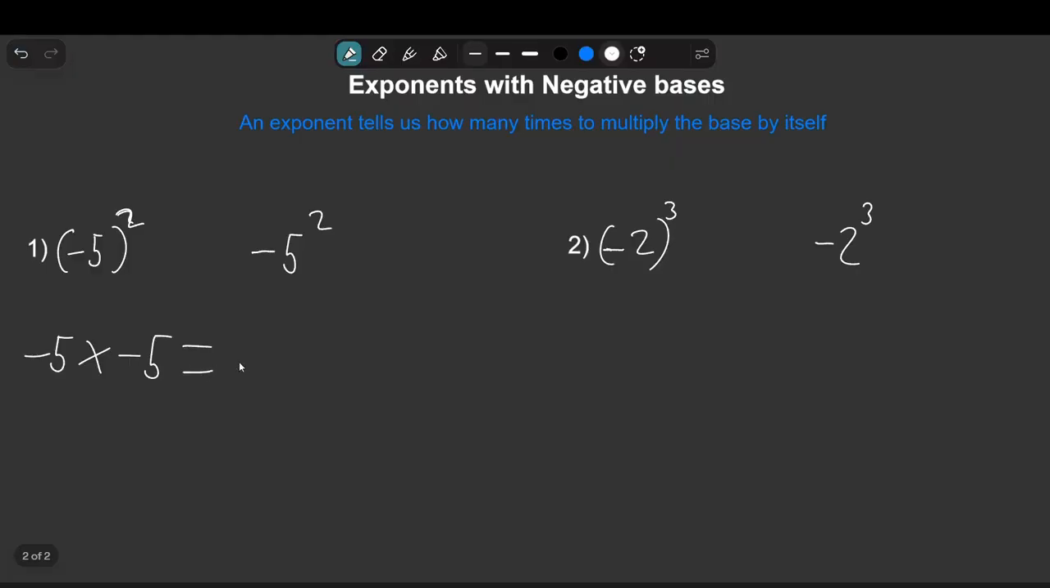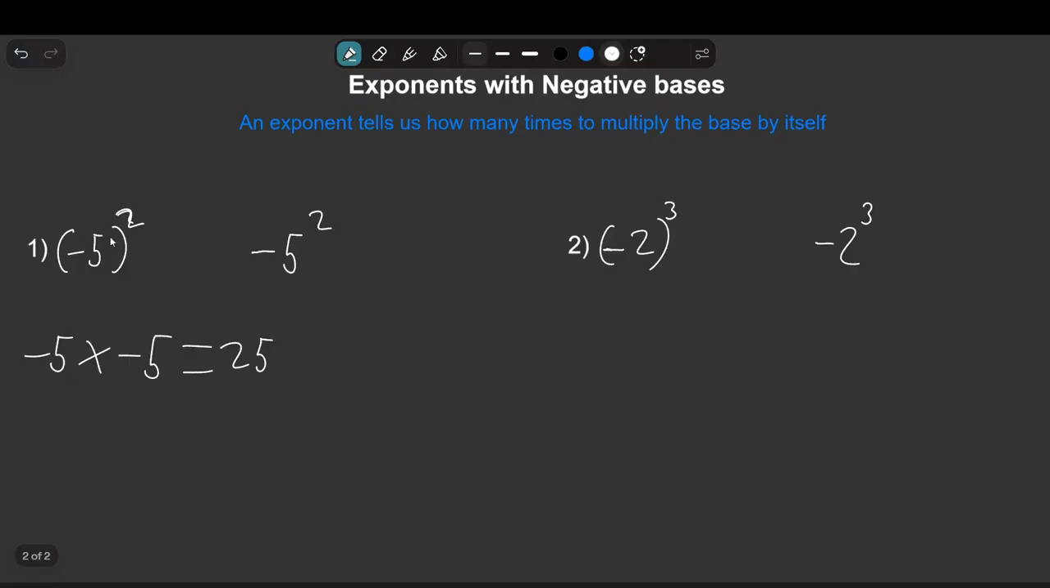This will equal 25. If you're confused on why the number isn't negative, it's because we are multiplying a negative number by another negative number. If you do negative times negative, it turns positive. But if you do negative times positive, it's a negative number. So this was with the parentheses.